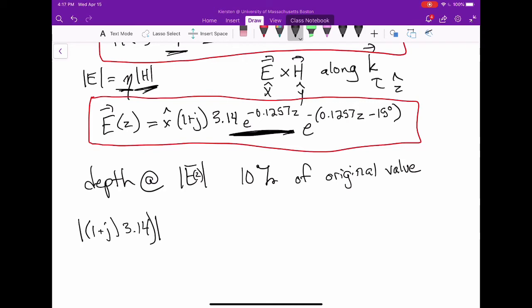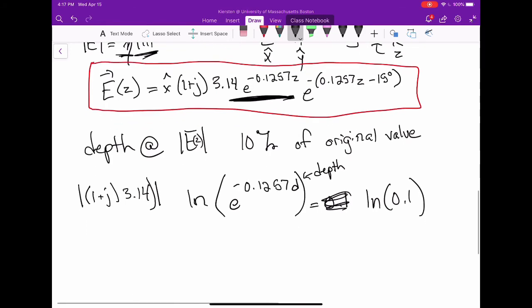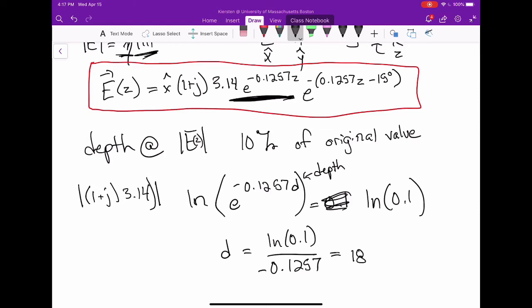So what we need to do is say e to the minus 0.1257 times d, that's our depth, equals 0.1. And then we have to solve for d. So we take the natural log of both sides, and we get that d is the natural log of 0.1 divided by minus 0.1257, which works out to 18.3 meters.